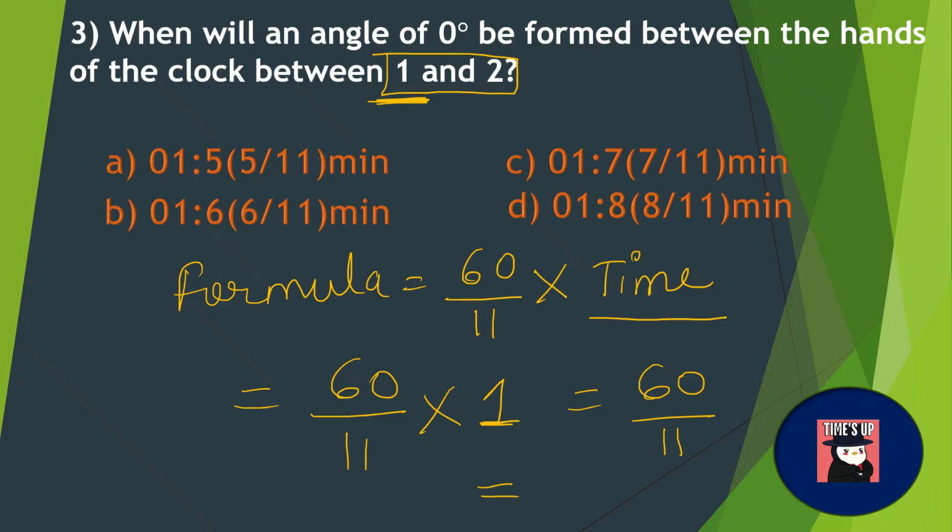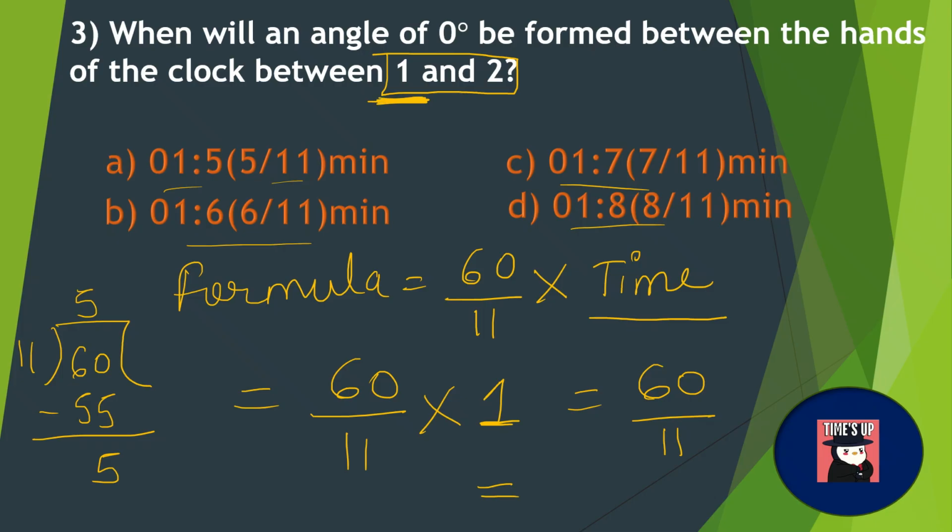60 divided by 11. Correct? How will you solve that? See the options, how they are given to you. Correct? So how will you solve 60 divided by 11 here? See, 60 here and 11 here. Correct? 11 fives are 55, which will leave 5. Correct?